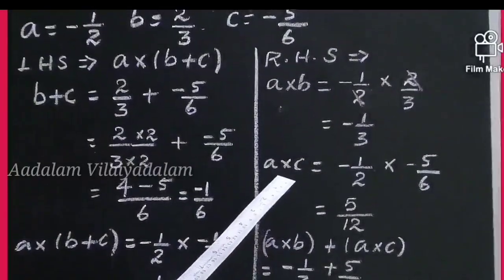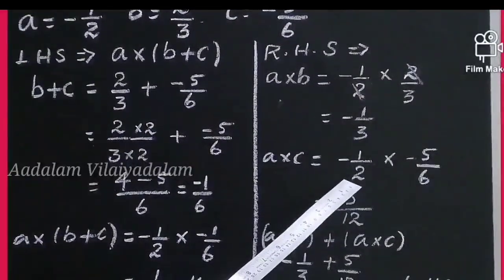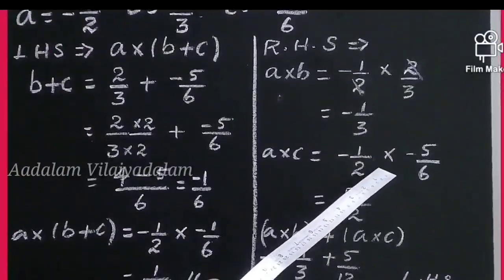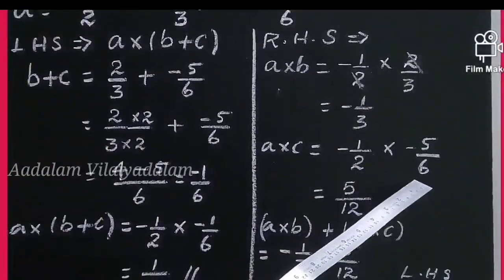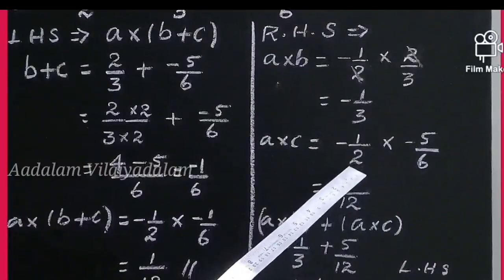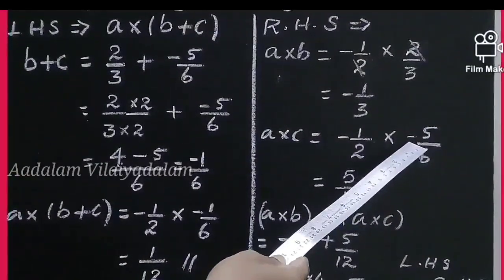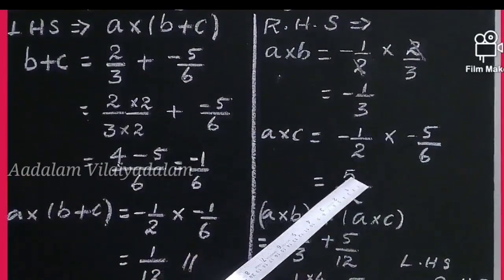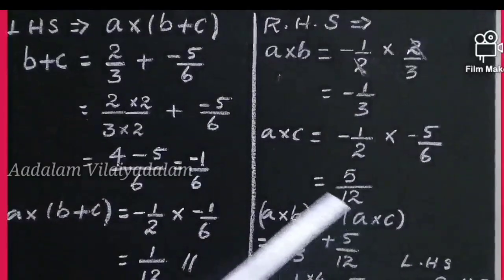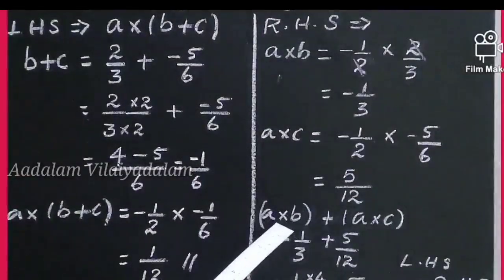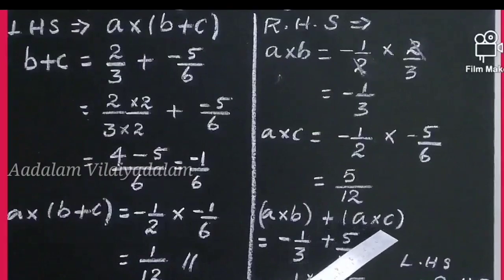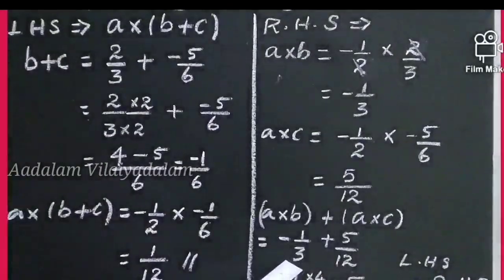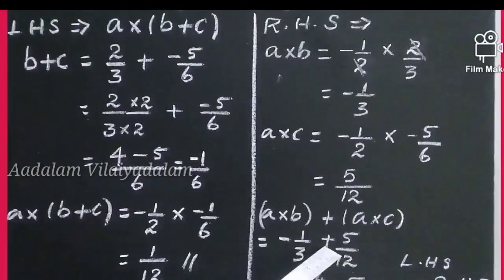Next, A into C value. Here the A value is minus 1 by 2 into C value, minus 5 by 6. Here cancellation is not possible. Just multiply, minus into minus is plus, 5 1s are 5, 2 6s are 12. Next we have to add A into B plus A into C. So A into B value is minus 1 by 3 plus A into C value is 5 by 12.